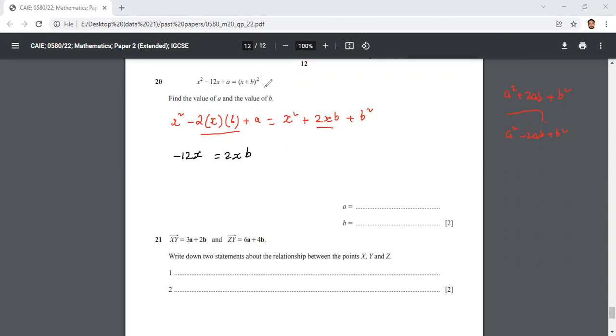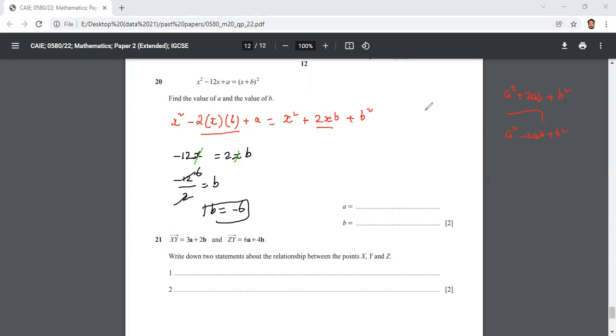So we can cancel x easily from both sides, and then minus 12 over 2 equals b. So 2 multiplied by 6, b we are getting minus 6. So that is b. So if b is minus 6, what is a? We can find a from here, and you can put it here to get the same answer.